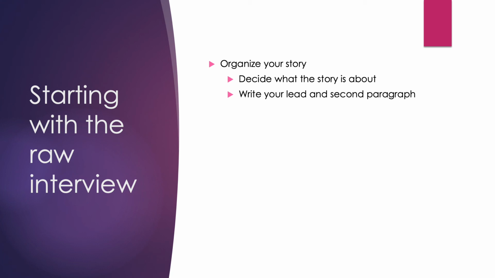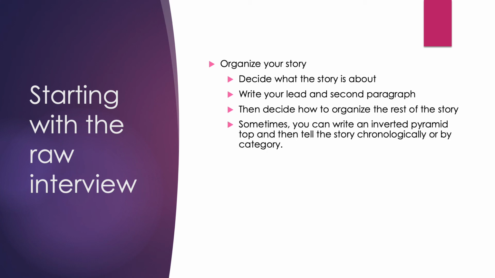So that's why by the time we get to the second paragraph, in an inverted pyramid story, we know the outcome. Once we get to that point, we want to decide how we're going to organize the rest of the story. Now, up to this point, we've talked about inverted pyramid going from most important to least important, but sometimes you can write an inverted pyramid top and then tell the story chronologically or by category. And that's a different type of story structure.